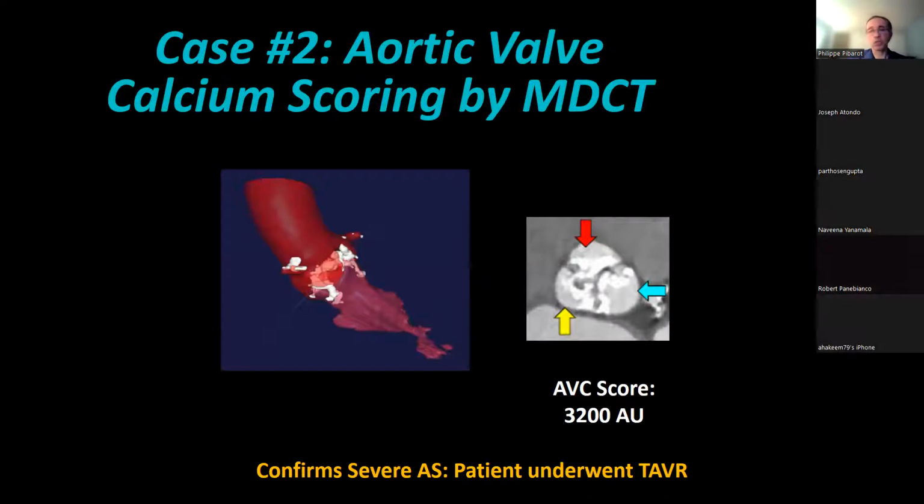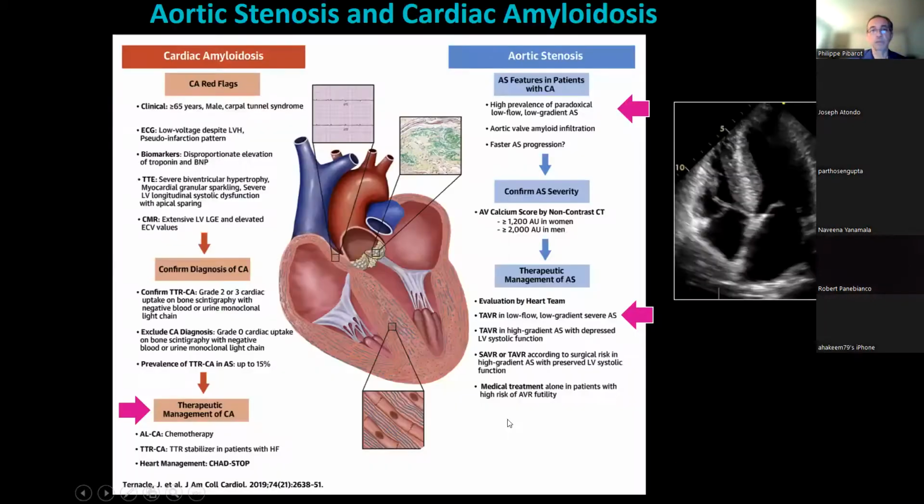In the patient I showed you, very high calcium score, especially for a woman, because the cutoffs for considering true severe AS are different in men and women. It is more than 2,000 in men and 1,200 in women. And here, this is a woman with a calcium score of 3,200. This is very high. So clearly, this patient has a true severe AS. She underwent TAVR and went well.